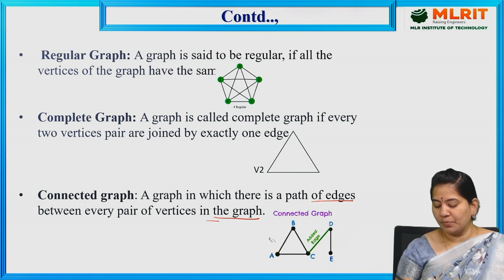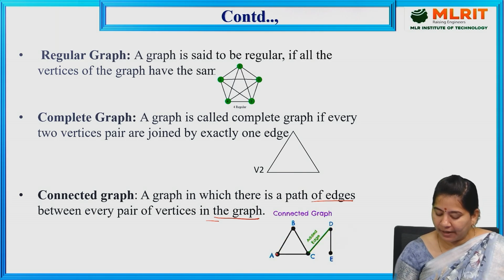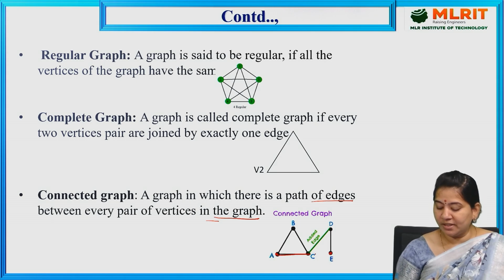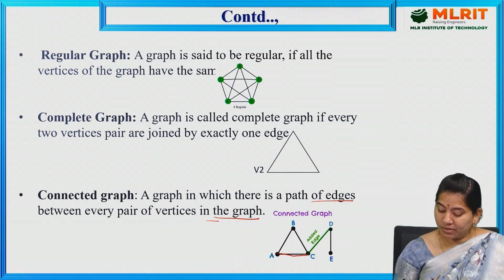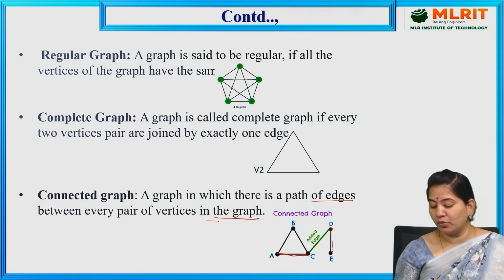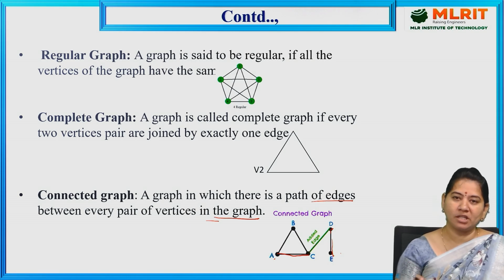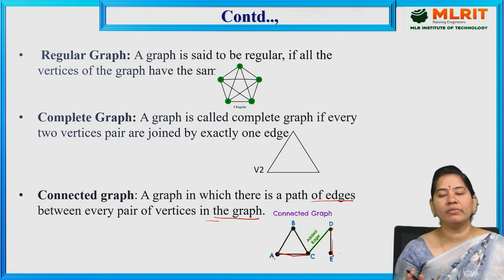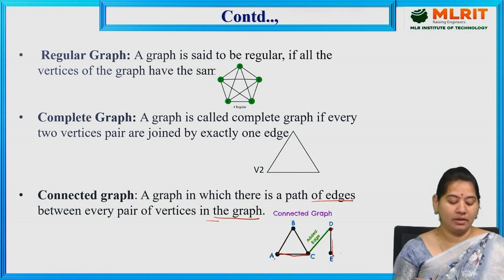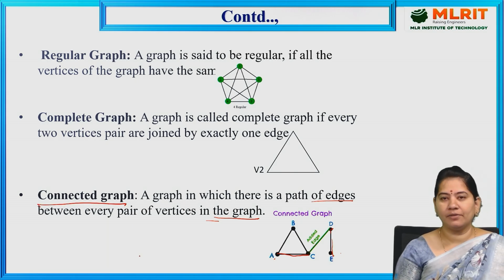Let us suppose the source is A. I want to move to E. So A to C, C to E, I cannot move. Why? Because I don't have a path from C to E. Now I can go A to C. Then if I have a path from C to D, then only it is possible to go from D to E, which is nothing but from source to destination is possible. Means if you want to move from source to destination, definitely you should have one path, and we can call it a connected graph.